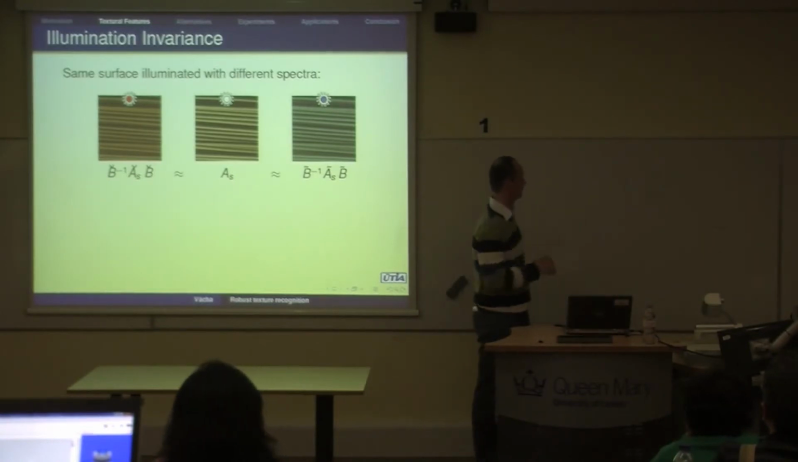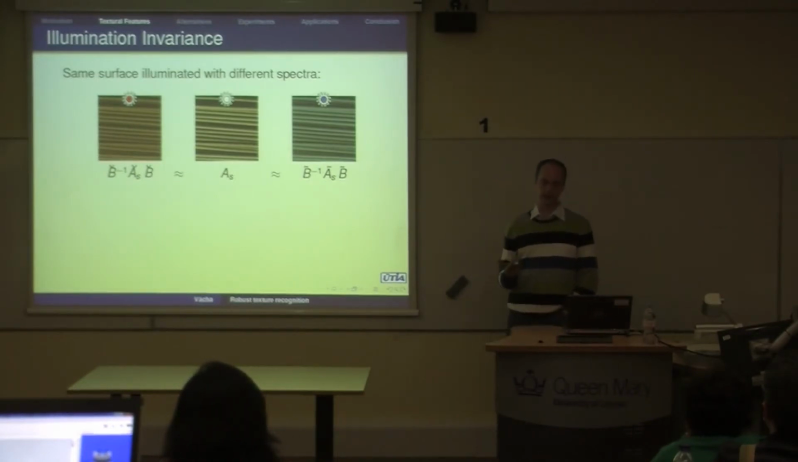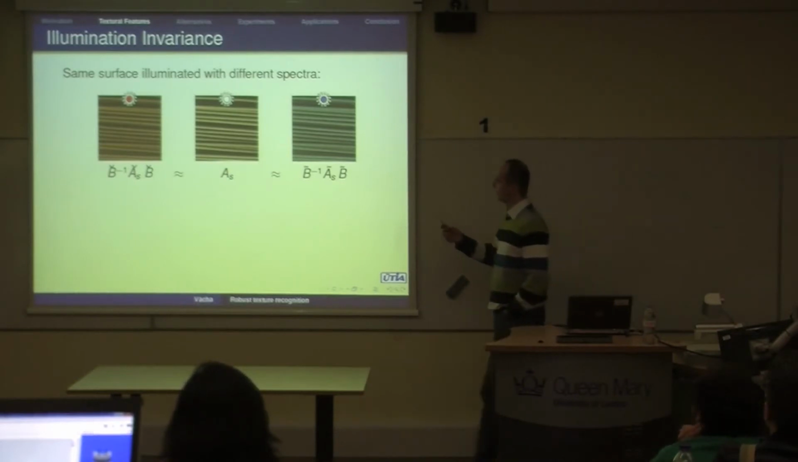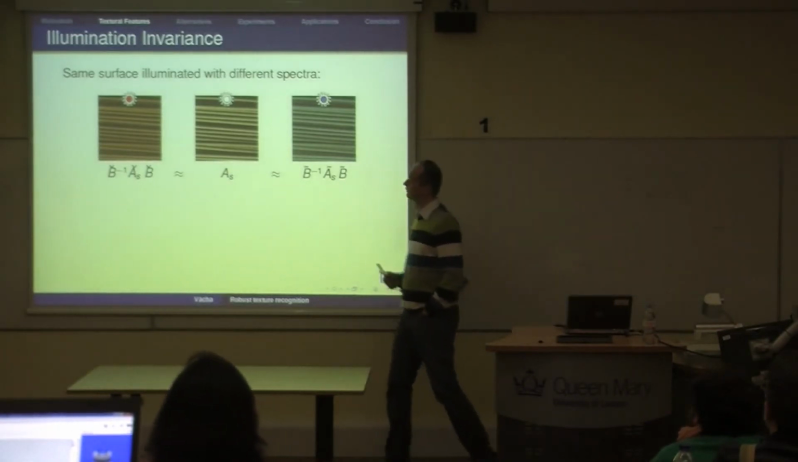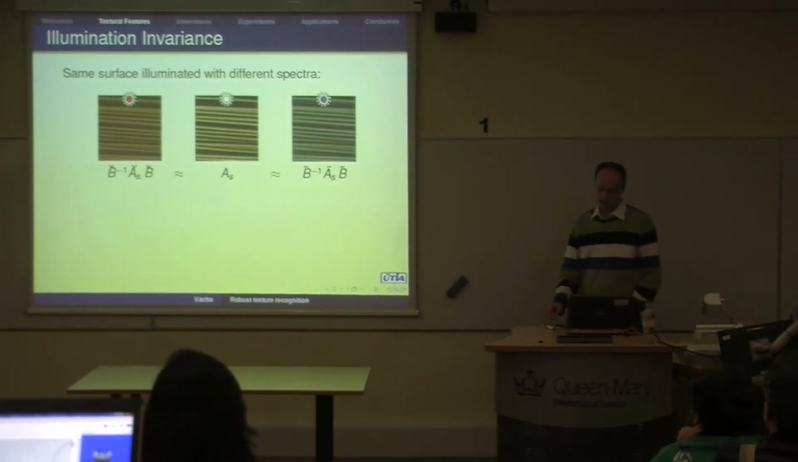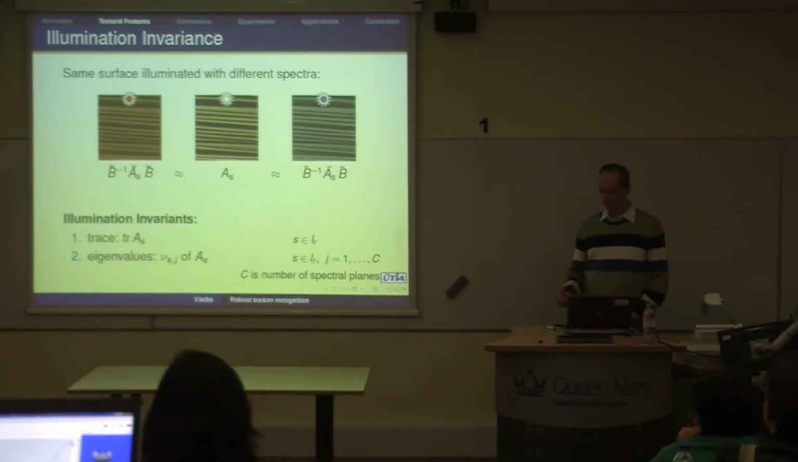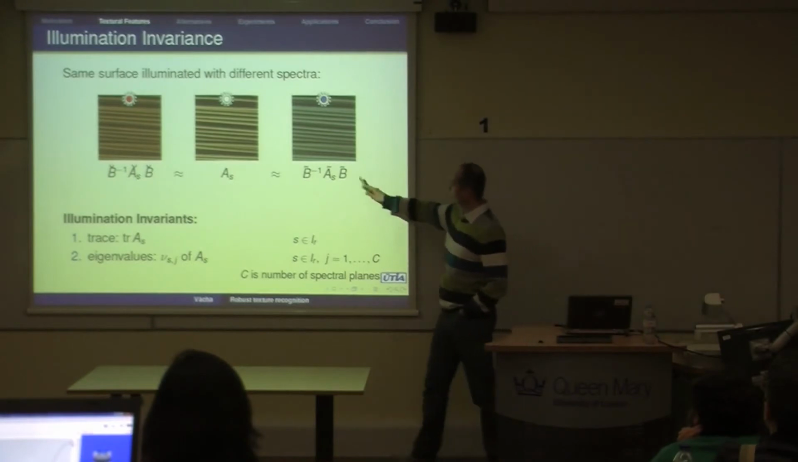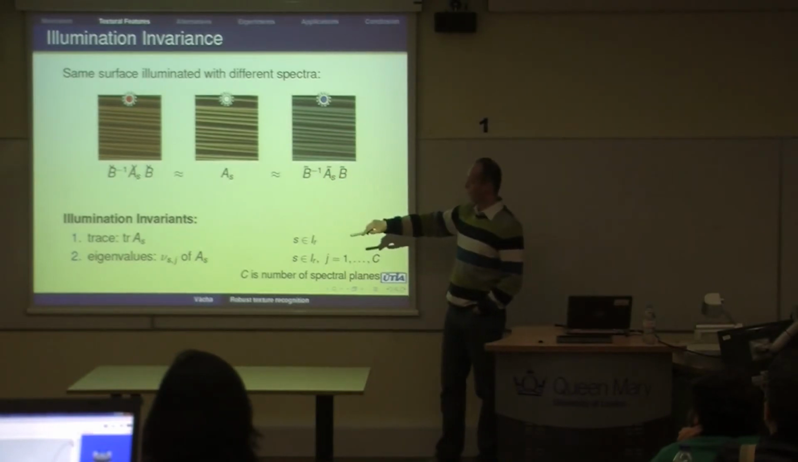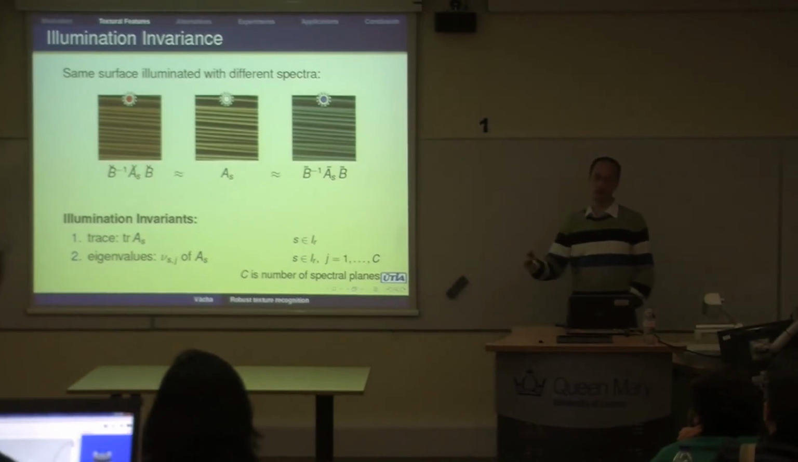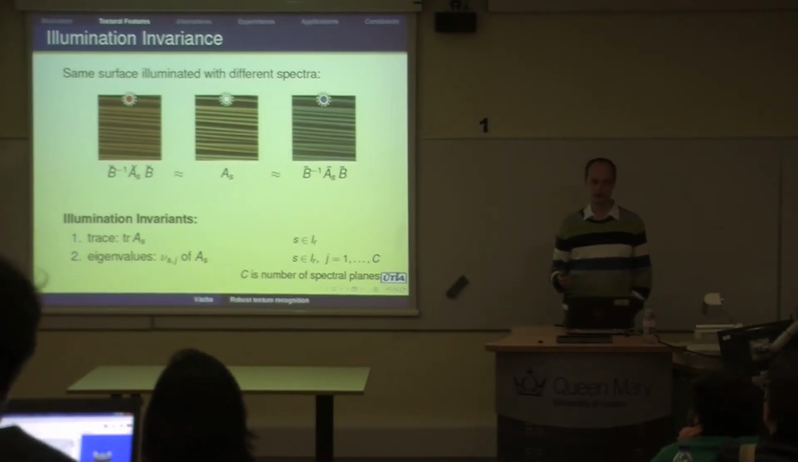And if we substitute this term into the equation for model parameter estimation, we can end up with these equations, which means that model parameters for different illuminations are similar in a mathematical way. And that's exactly what we needed, because this instantly implies that traces of these matrices and also eigenvalues are features which do not change with the illumination color change.